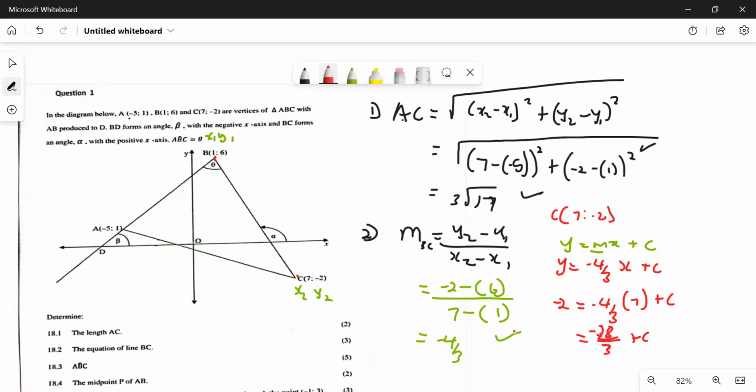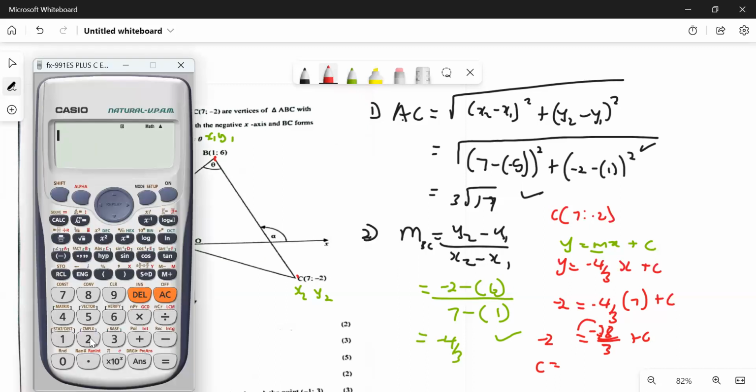And then it says plus C is going to be equal to minus 2 again. Take this one to the other side. It says C is going to be 22 all over 3. Again, we have something like this. So we have minus 2 plus 28, 28 all over 3, and then that gives us 22 all over 3.